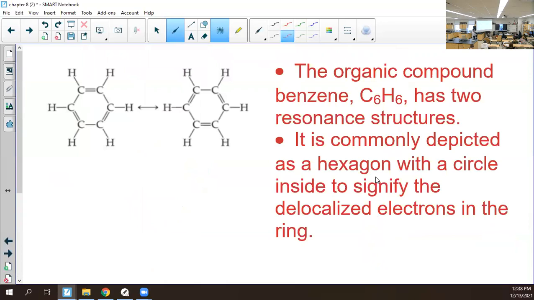This is what we were talking about before. This is where you'll see a circle. These are called benzene rings. They're really bad for your body. The organic compound benzene, C6H6, has 2 resonant structures. It is commonly depicted as a hexagon with a circle inside to signify the delocalized electrons in the ring.